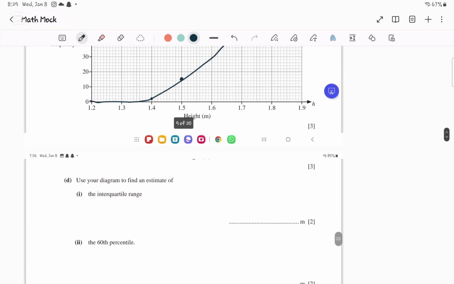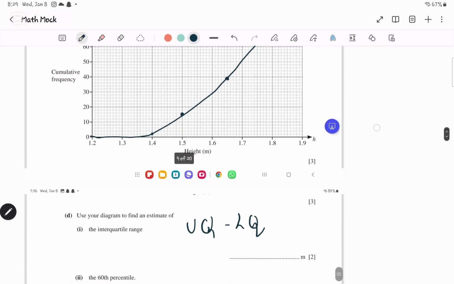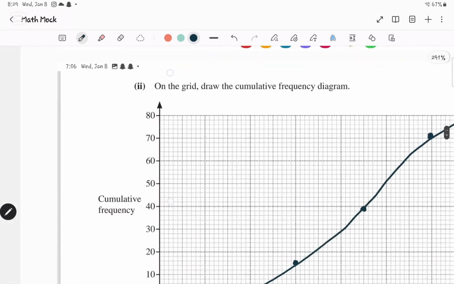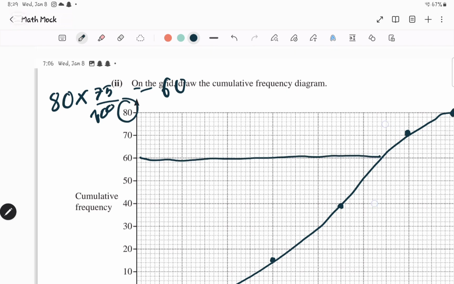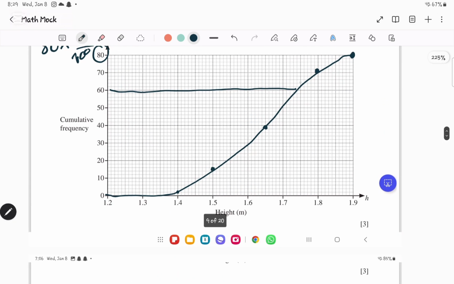Now using this diagram over here, we need to find the interquartile range. Interquartile range means the upper quartile minus the lower quartile. And exactly how do we find the upper and lower quartile? Very simply, for the upper quartile, it is the total cumulative frequency, 80, multiplied by 75 over 100, which is 60. So we go to 60 on the cumulative frequency.